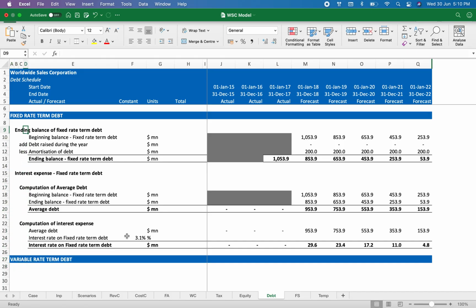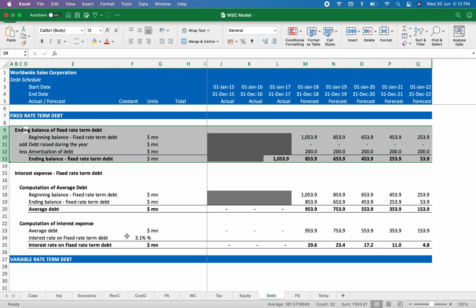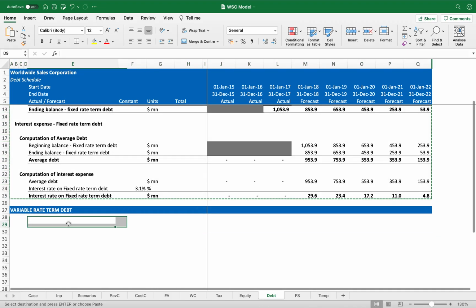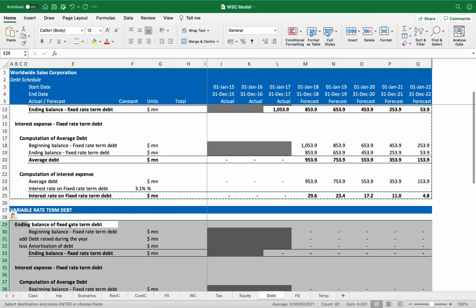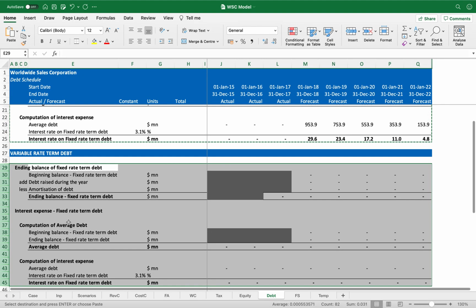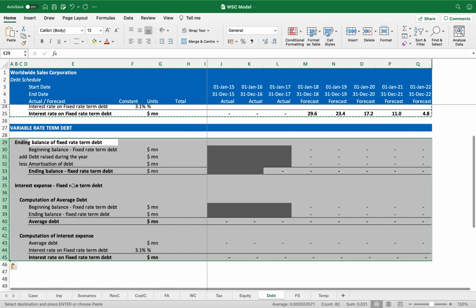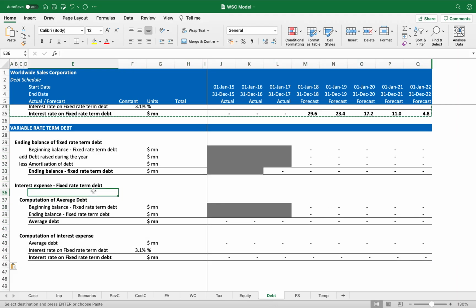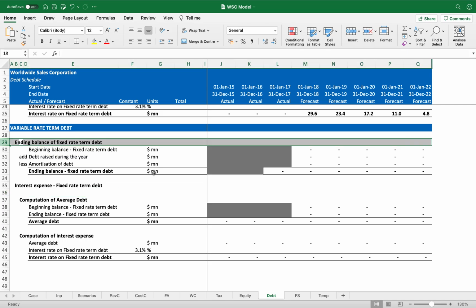One more thing, since I have everything the same, I can copy these entire rows from above, place them down, and just change the numbers that I need. So I will save my time writing these things down, because I have already written this. Okay, now I just have to change the word fixed to variable.